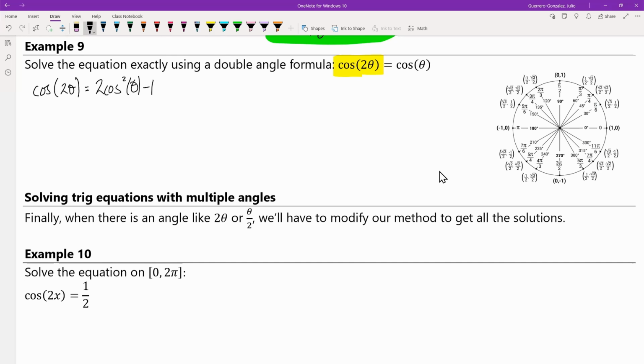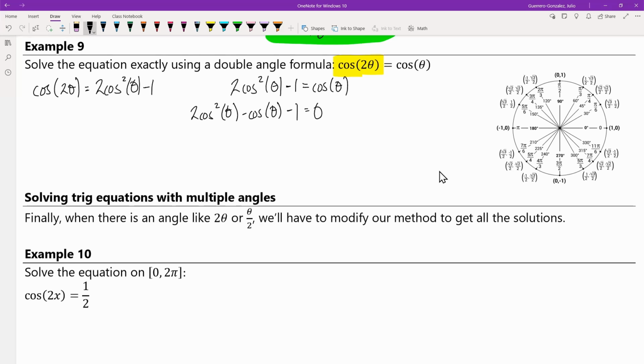Then this reduces down to 2 cosine squared theta minus 1 is equal to cosine theta. Now the gameplay is the same as before. I want everything on one side. 2 cosine squared theta minus cosine of theta minus 1 is equal to 0. I'm going to do a little bit more. Hopefully it doesn't look like voodoo math, but it sort of is.